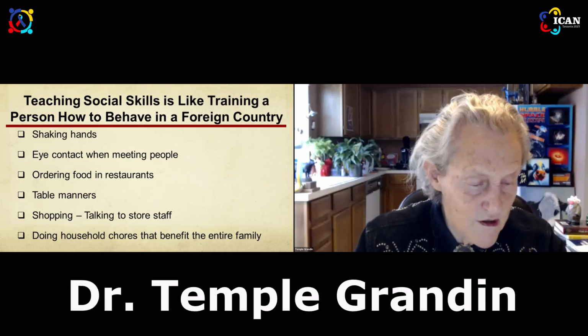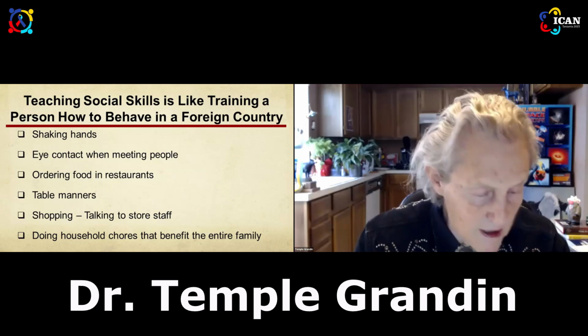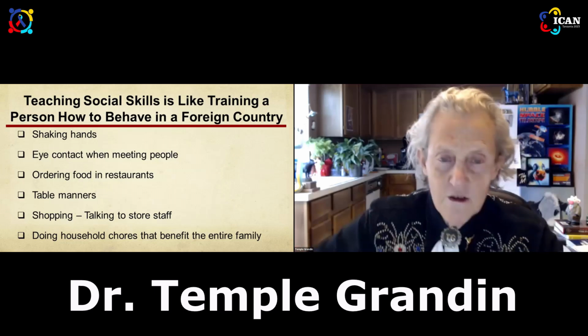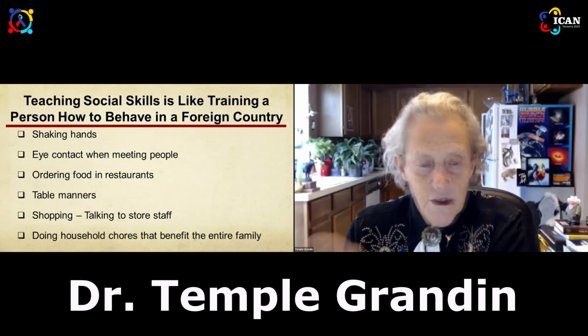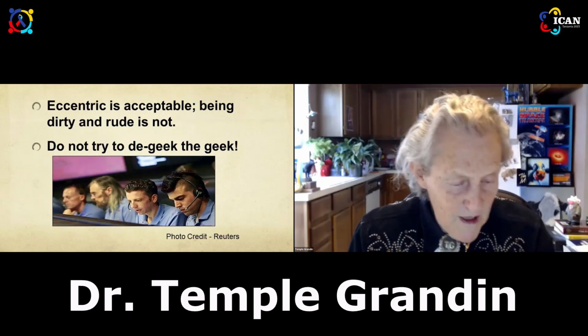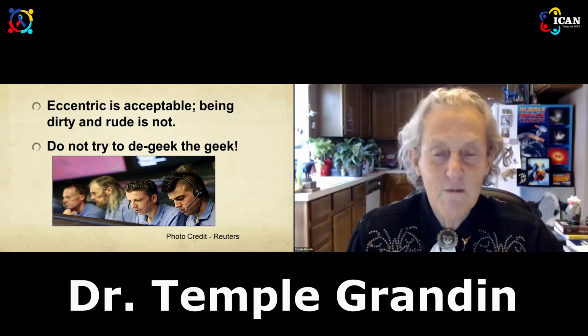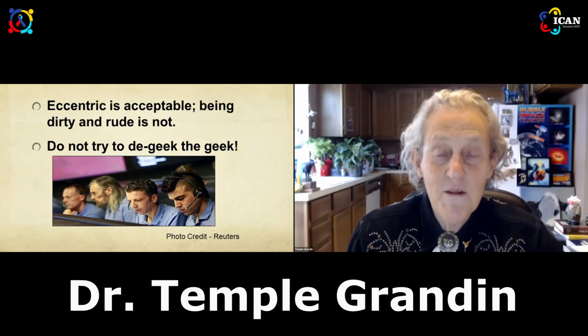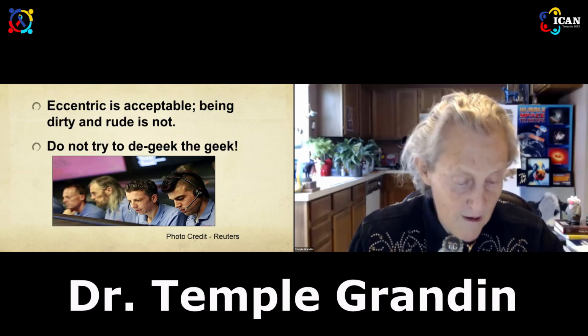Teaching shaking hands, ordering. I'm seeing kids that have never ordered food in restaurants. That's ridiculous. Shopping. 16-year-olds doing well in school and they've never gone shopping by themselves. This is ridiculous. The next slide, I got to visit the Jet Propulsion Lab. And those are the guys that run mission control. Eccentric's fine. Red hair is fine. Dyed hair is fine. Filthy, dirty slobs are not okay.